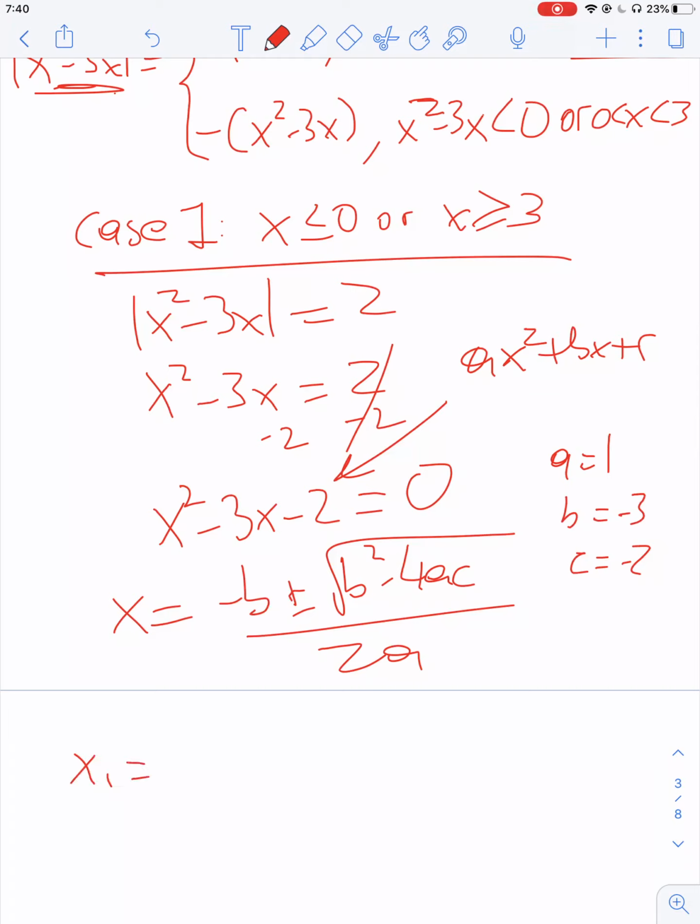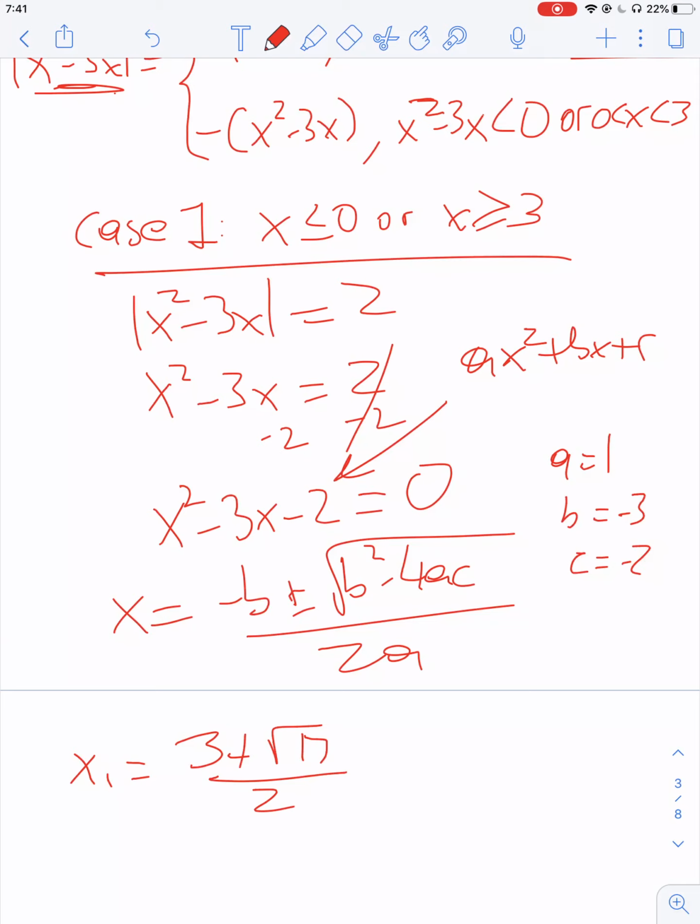So x1, my first solution. Remember, quadratic functions tend to have two solutions, right? Just give me 1 second. So we have equation 3, 9x. So a is 1, b is negative 3, c is negative 2. When you work this out, x1 is equal to (3 plus square root of 17) divided by 2.